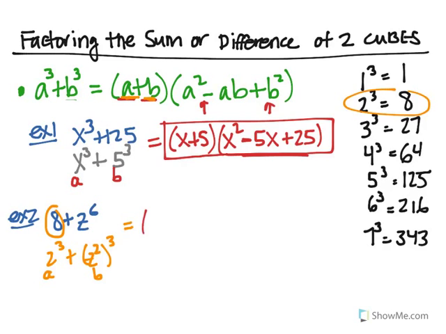So if I were to go ahead and factor it, I'm going to do A plus B, or 2 plus a z squared, because that's my A and my B.